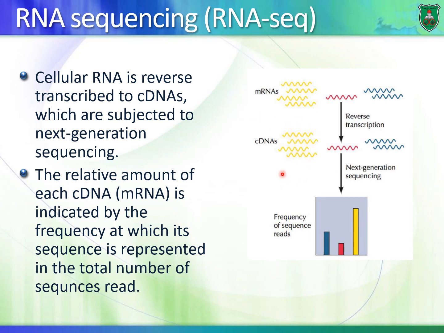So the yellow cDNA molecules, I'm colorblind, are sequenced more often than the blue cDNA molecules, which are sequenced more often than the red cDNA molecules. So that tells me that there is more yellow cDNA or yellow messenger RNA than blue, and more blue than red, and that tells me that the gene that expresses the yellow messenger RNA is more active than the blue gene, and the blue gene is more active than the red gene. So we can know the relative amount of each cDNA or messenger RNA, and that tells me something about how active genes are.